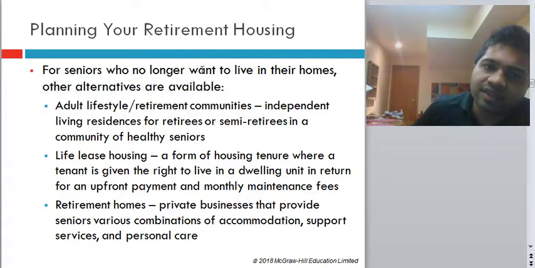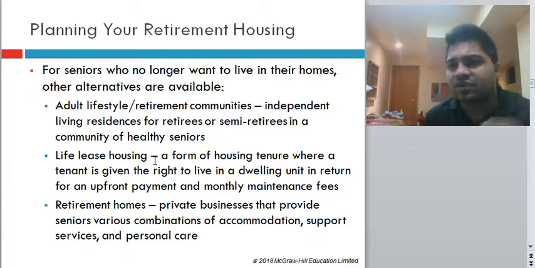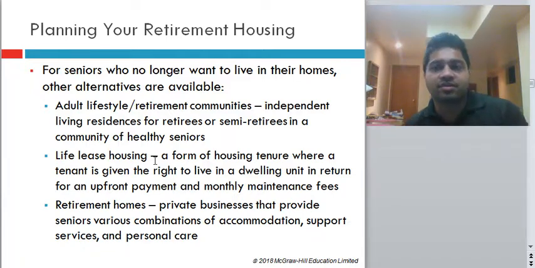repairs. For seniors who no longer want to live in their homes, other alternatives are you can go for retirement communities. So these are independent living residences for retirees or semi-retirees. So the advantage is you are around people your own age, so that becomes important and easy. Life leasing option: it's a form of housing tenure where a tenant is given the right to live in a dwelling unit in return for an upfront payment and a monthly maintenance fee.